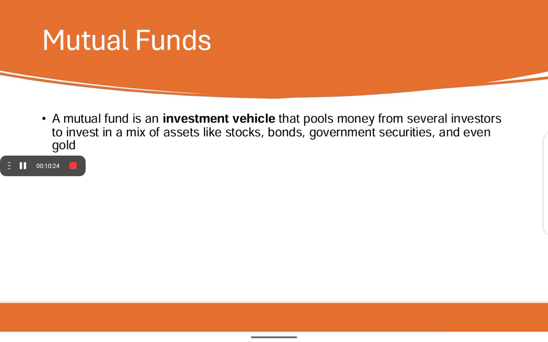Open-ended funds are those funds which do not have a maturity. At any point of time, new units are created and old units can be cancelled off. Whereas closed-ended mutual funds are those funds which have a fixed time period, and the units are issued at the NFO, that means new fund offer, and there will be no creation of any unit after the new fund offer. That is the difference between open-ended and closed-ended mutual funds. These are basically the types of mutual fund.